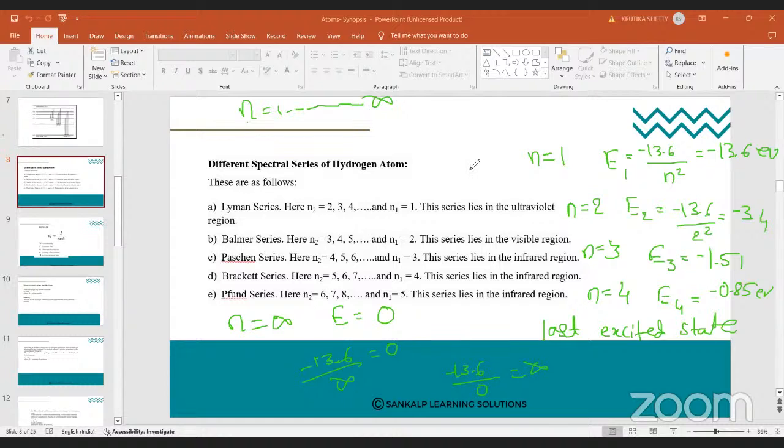Is it clear? Ground state n is equal to 1. Here there are chances of making a mistake, students. Ground state, please take it as n is equal to 1. First excited state n is equal to 2. Second excited state n is equal to 3. Last excited state is n is equal to infinity. Therefore, the energy will be 0. Okay, so remember this one.